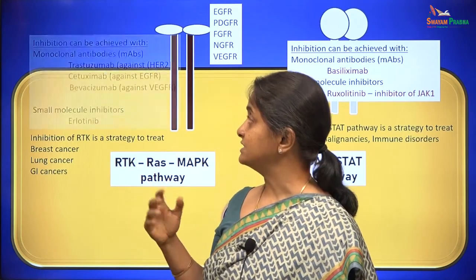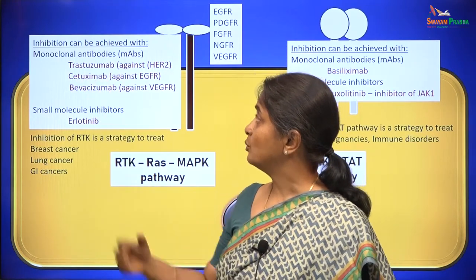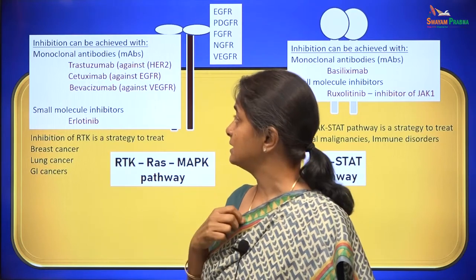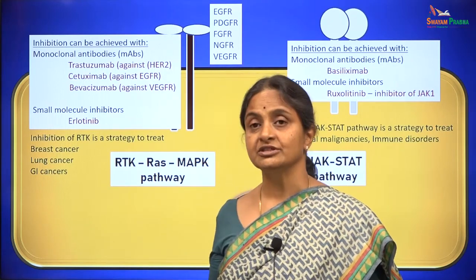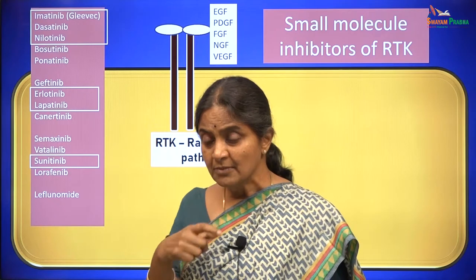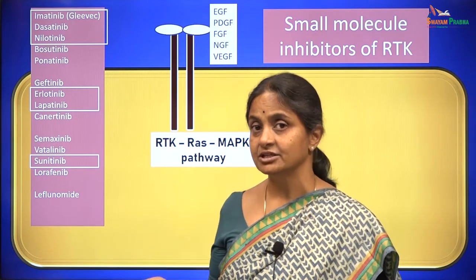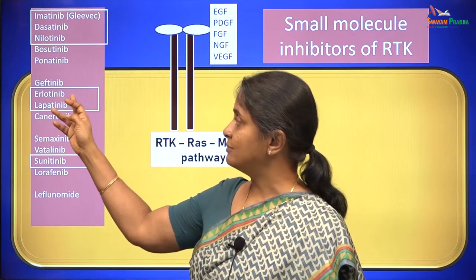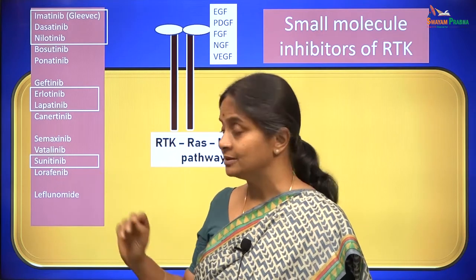So there are monoclonal antibodies developed against some of those receptors, and the best known is trastuzumab, which works against the human epidermal growth factor receptor and is used to treat breast cancers. Erlotinib is a small molecule inhibitor used in the treatment of lung cancers. So that's a list. The ones in the boxes are small molecule inhibitors licensed for use in India by CDSCO, which is the licensing authority in India. Gleevec is the best known. Then we already saw erlotinib acting against lung cancers, and lapatinib again is used for breast cancers, sunitinib for GI cancers.